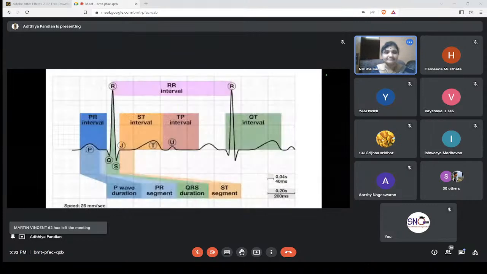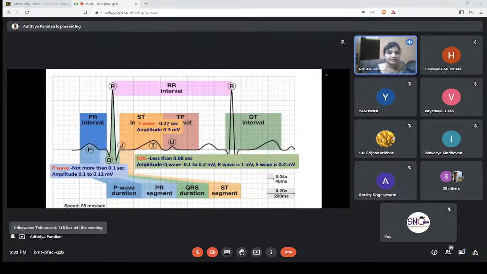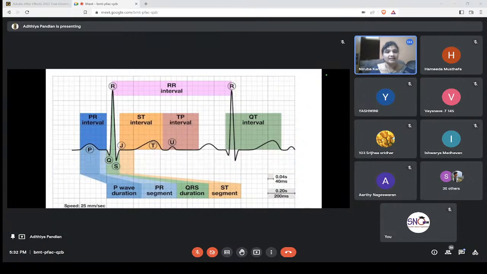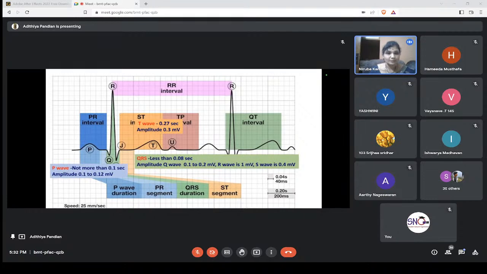Next slide. Okay, these are the waves and durations. The next. Okay, good. We'll just have a small brush up of it. Everybody must know this as a table. You must know the duration of the P wave. It mustn't be more than one. If it is more than one, we call it atrial hypertrophy. When the atrium is hypertrophied, you get a greater height of the P wave.